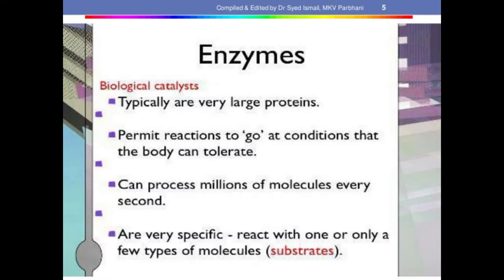An enzyme is a biochemical or biological catalyst, typically a very large protein, which permits reactions to go at conditions that the body can tolerate. Enzymes can process millions of molecules every second and are very specific, reacting with only one or a few types of molecules, which are called the substrate.